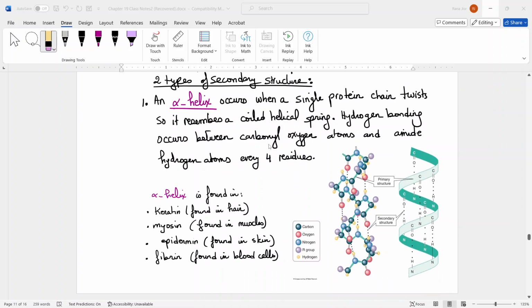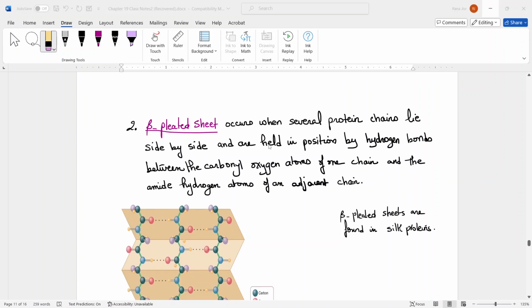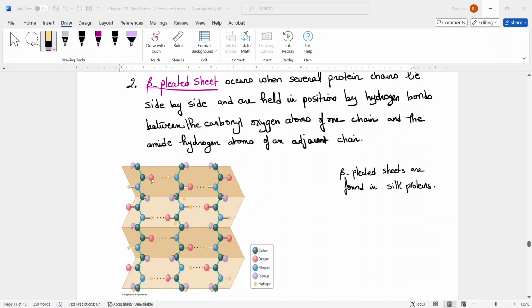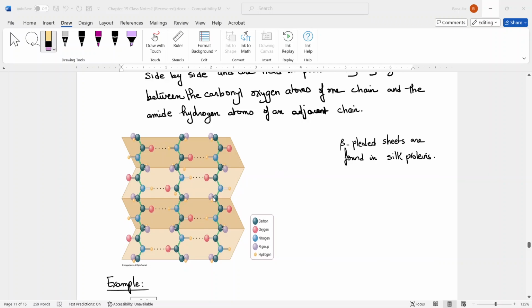The other type of secondary structure of proteins is the beta pleated sheets. The beta pleated sheets are also held in shape by hydrogen bonds. The hydrogen bonds are formed by the interaction of the oxygen of the carbonyl of one amino acid and the hydrogen of the amino group of the other amino acid. The beta pleated sheets look like a piece of paper which has been folded in an alternating pattern, like when you are making a fan.